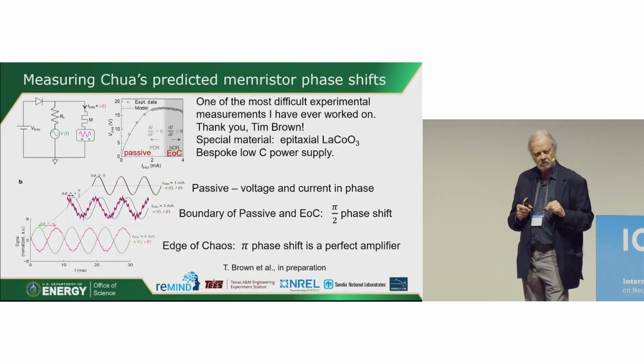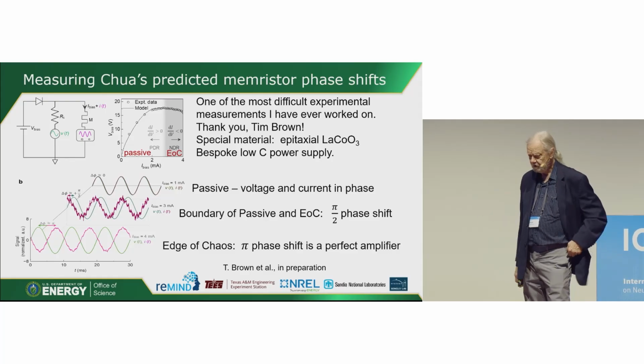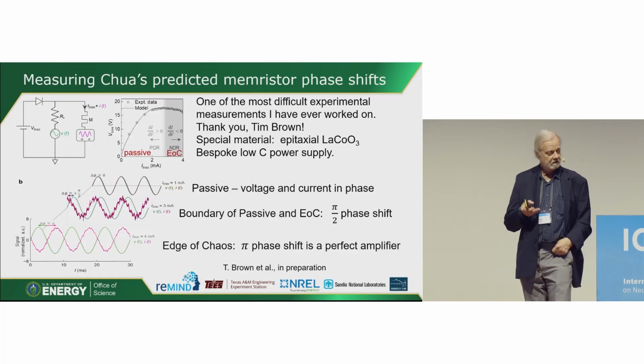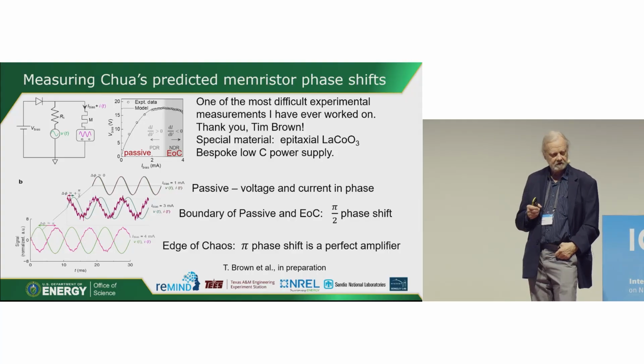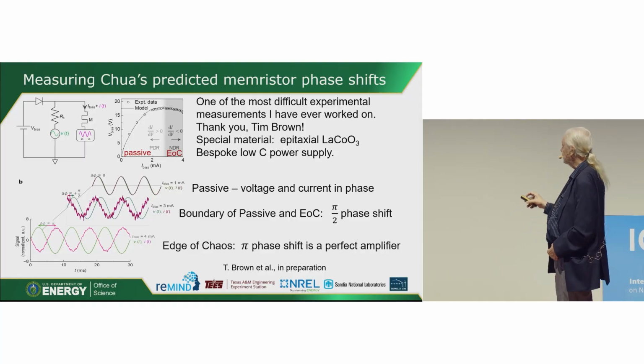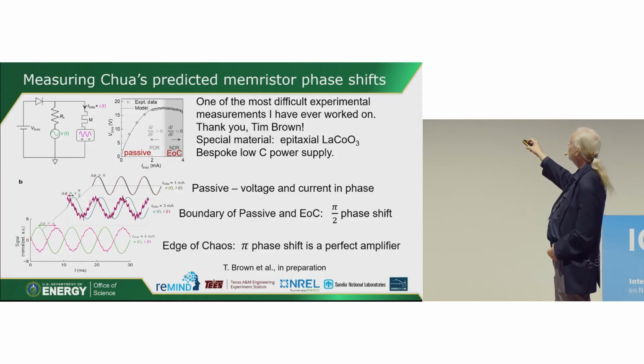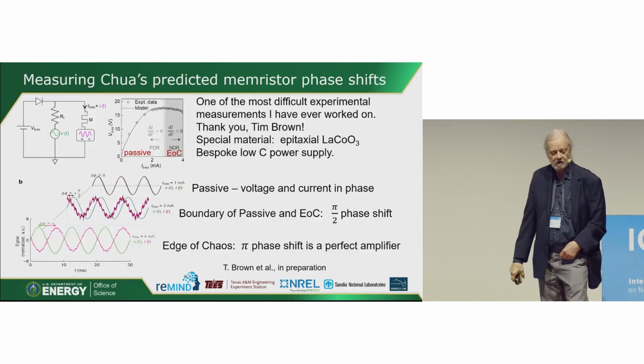So we literally had to go and build our own power supplies, for instance, because the existing DC power supplies have too much capacitance. So we had to build a very low capacitance power supply. And when we did that, we were able to take one of these devices. And so here you see this IV characteristic again. And so we stop before we get to the jump downwards. But you see that this is labeled as passive and EOC for edge of chaos.